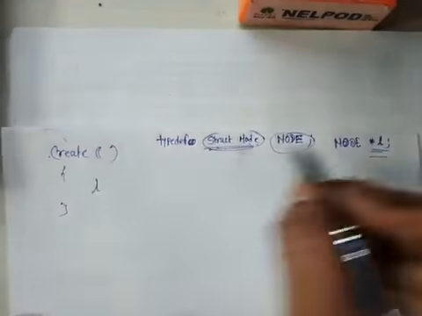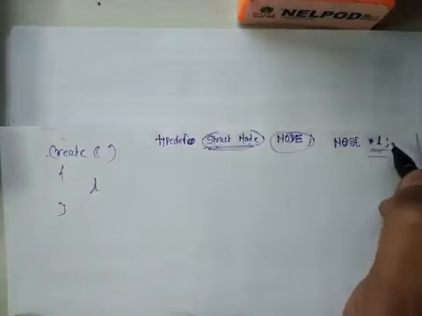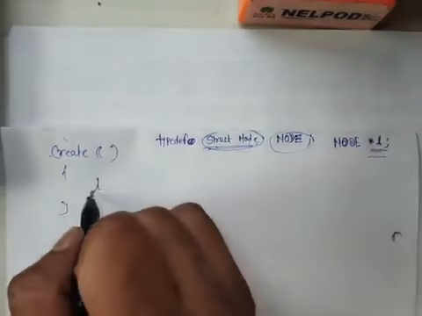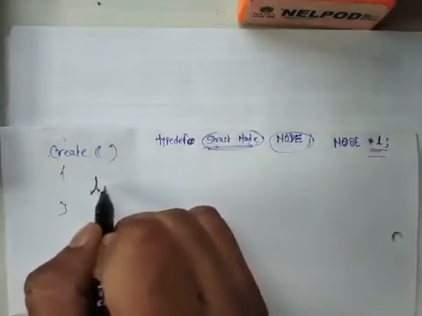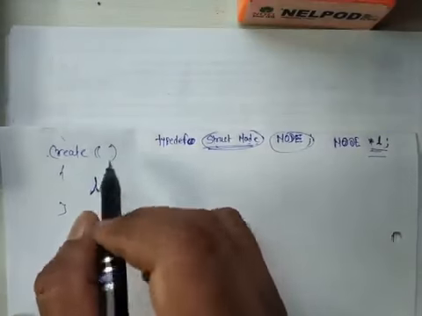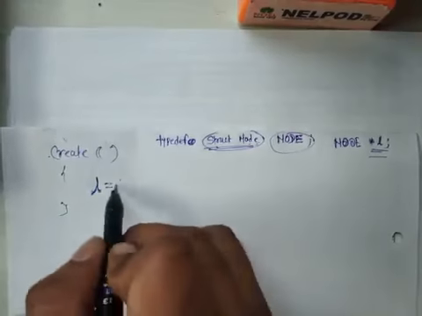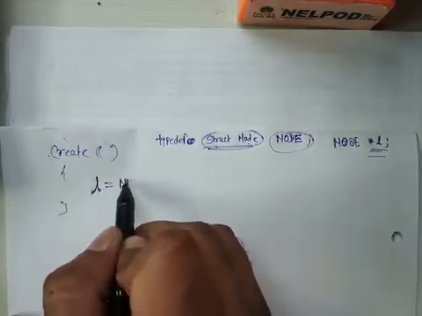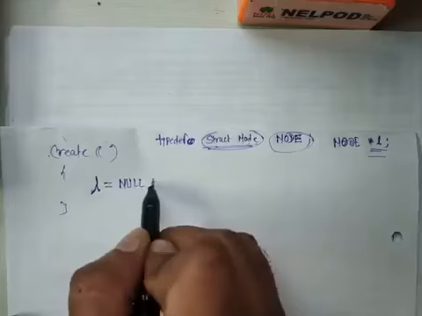If I just declare this variable, I'm not assigning any value to this variable. This is a node type variable. So here I'm going to create it: L is equal to null. L is equal to null.